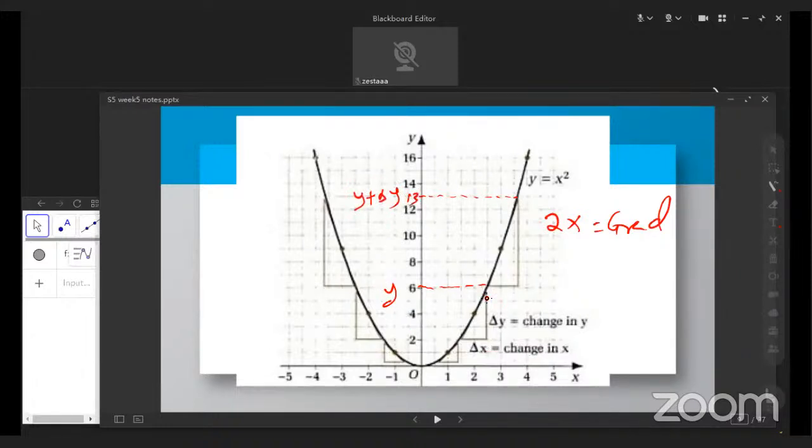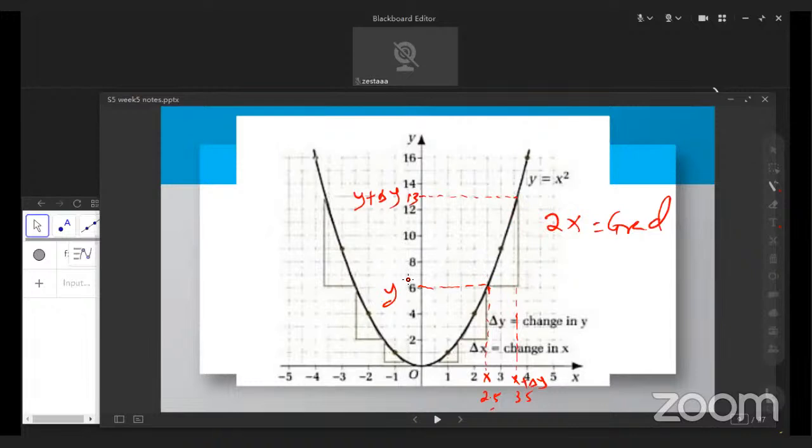Then for x, let's take our x as maybe 2.5. This is your point x, 2.5. And your x plus the change, maybe this is 3.5. This is your change in x. This is x, and this is x plus change in x. These are the points that you have. Can someone try to use these points to get for us the gradient of the curve at this point here?